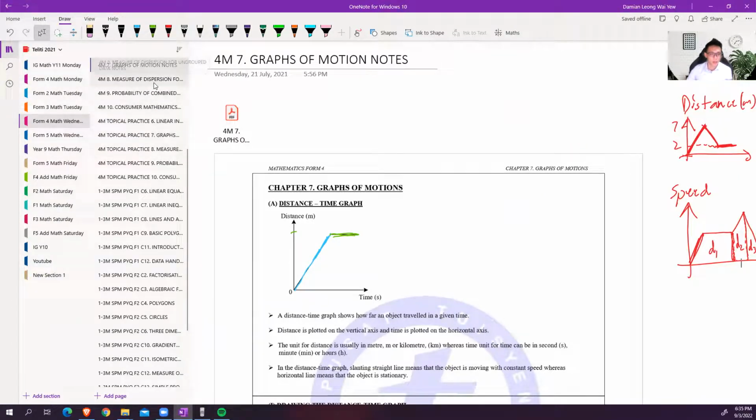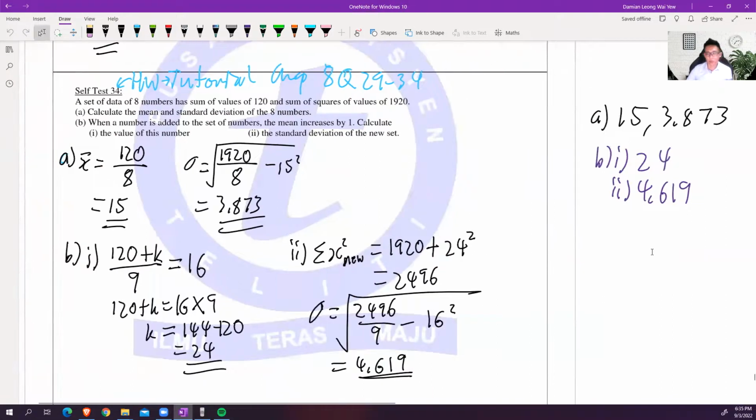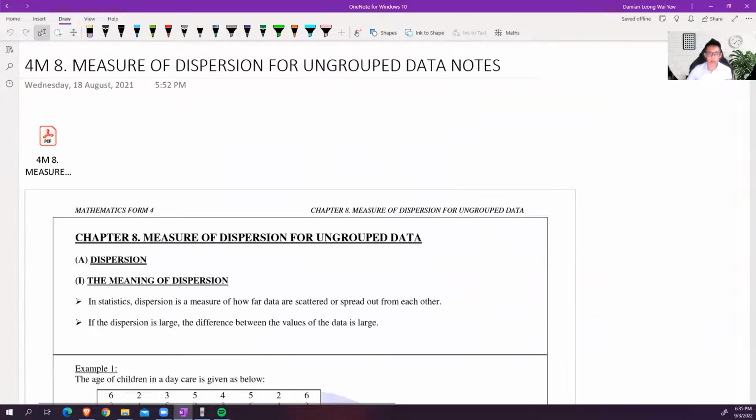Chapter 8. Measures of dispersion. Measures of dispersion for ungrouped data. So in Form 5, there will be a chapter called Measures of Dispersion for Grouped Data. So a lot of parts will be very much similar in a sense.